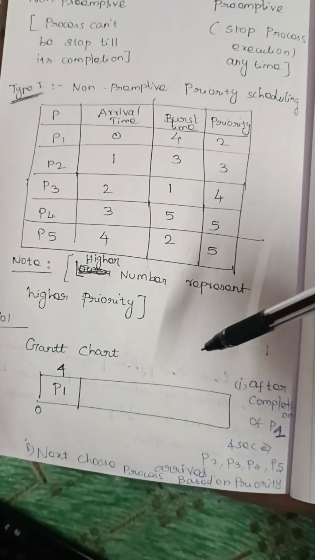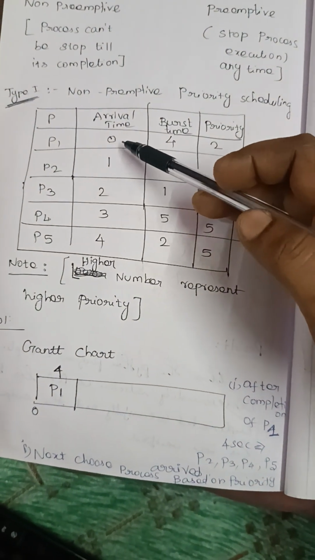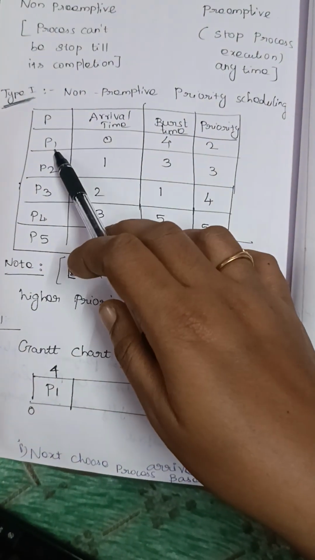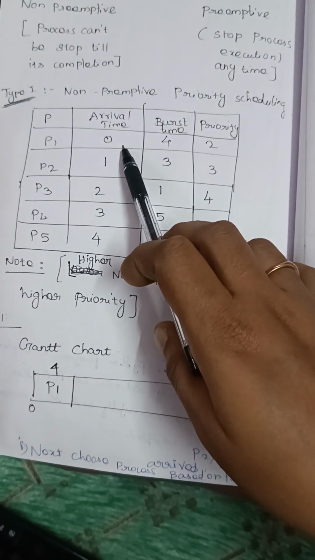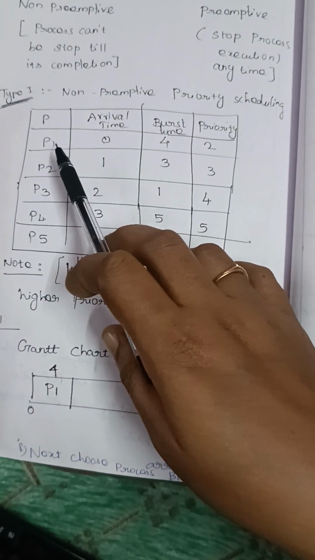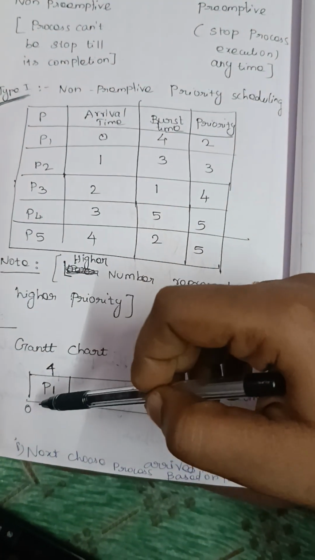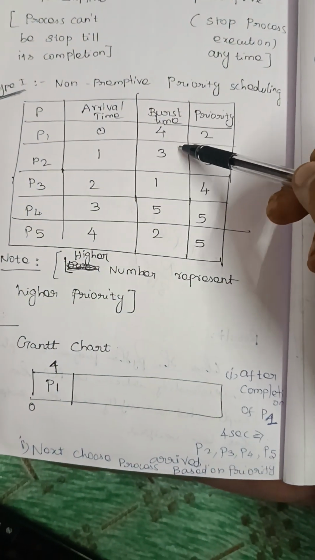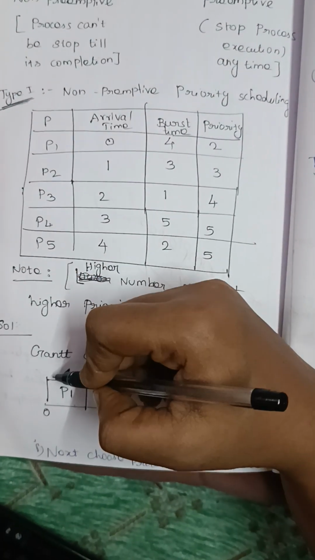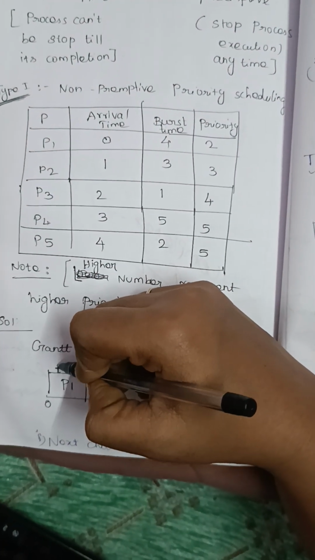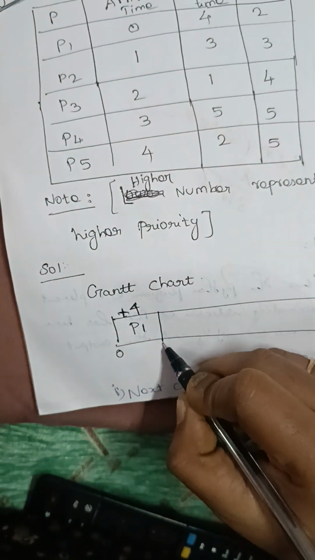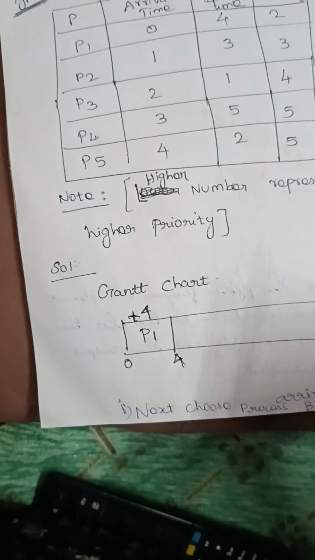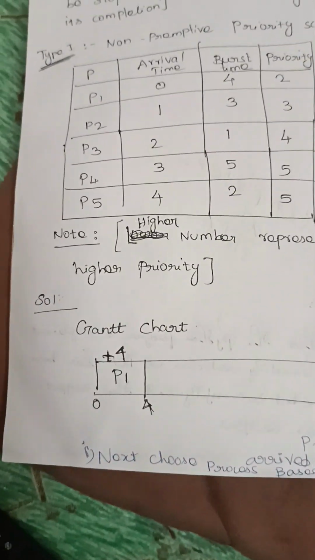First solution, draw a Gantt chart based on the arrival time. The first, P1 arrives at 0 second, so we choose P1 first. So 0, and then burst time is 4, so 0 plus 4, P1 completes, because this is a non-preemptive scheduling.